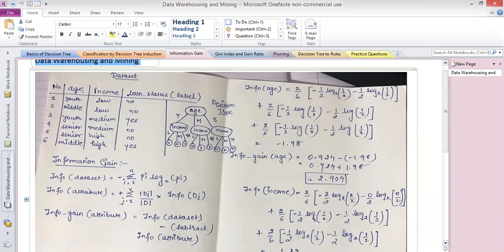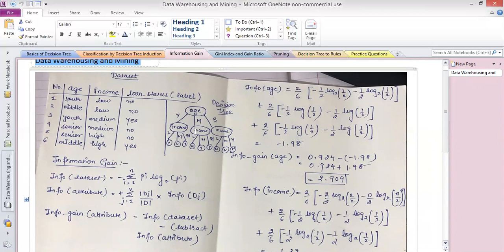For age, we have got 3 unique values: youth, middle, and senior. For income, we've got 3 different values: low, medium, and high. For loan status, it is either yes or no. These are our labels. So we've got 2 labels in all: yes and no.